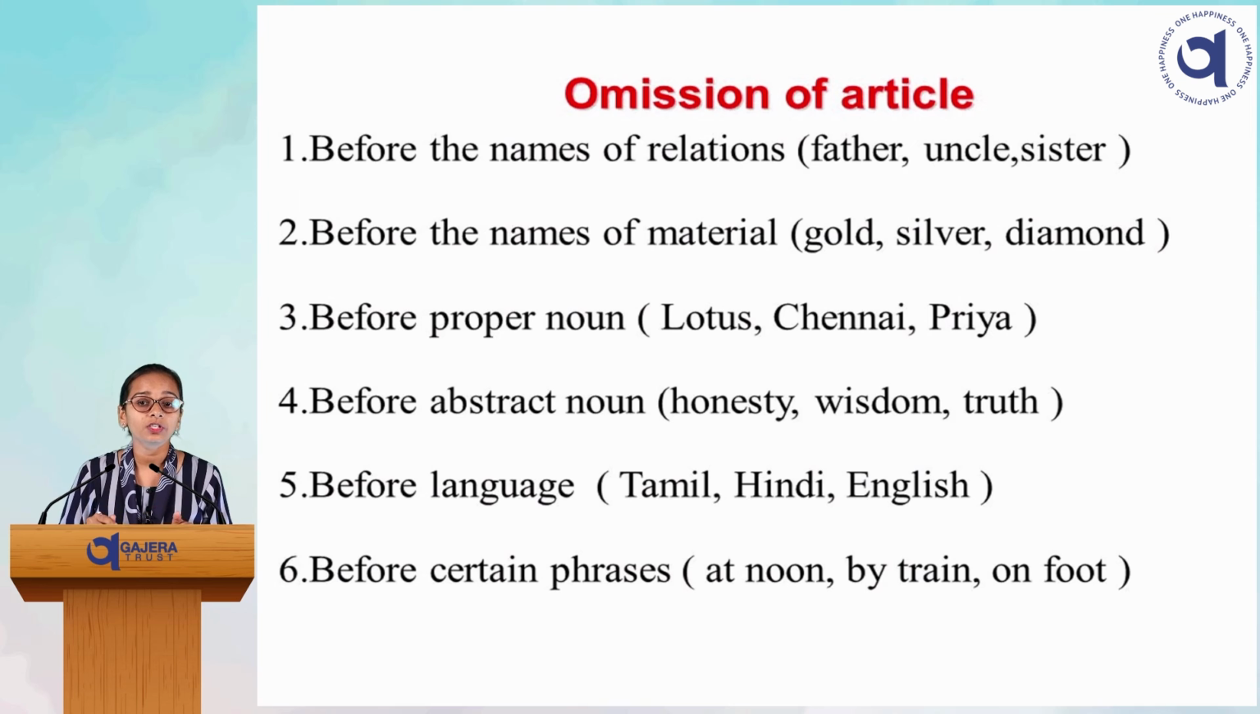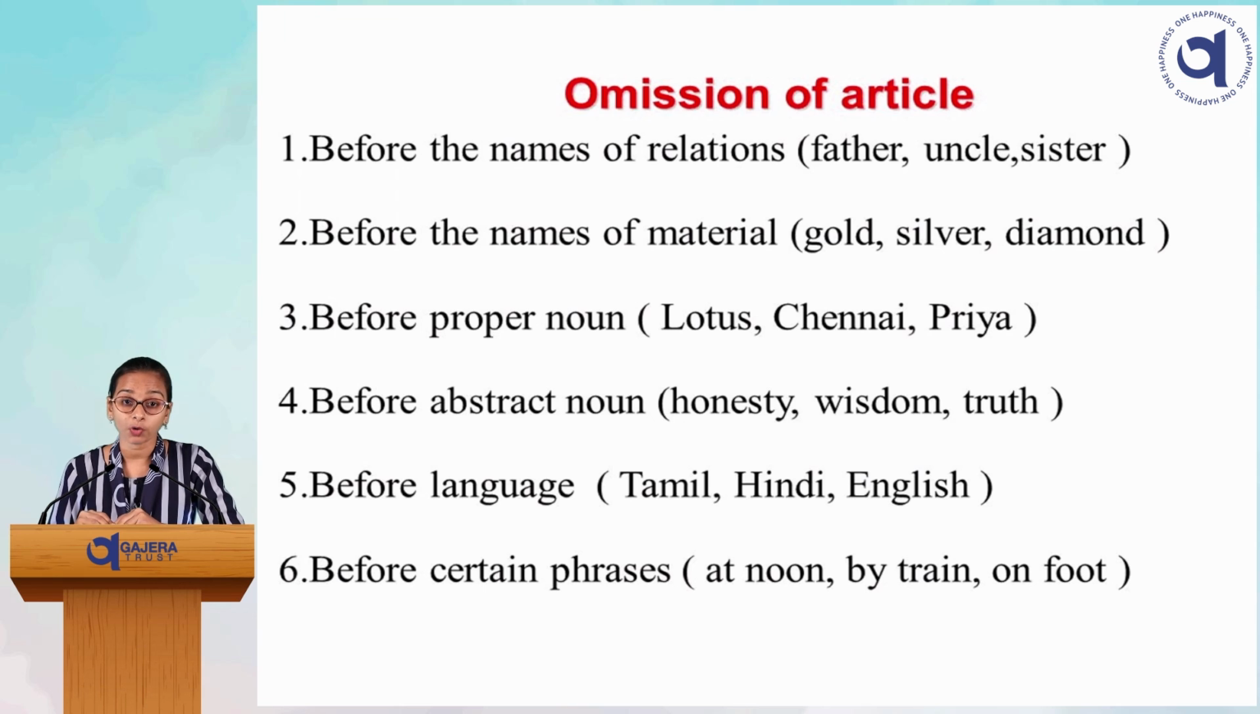Now, where should we not write articles? Here I have listed some points. Number 1, before the names of relations. For example, father, uncle, sister. Number 2, before the names of materials. For example, gold, silver, diamond.